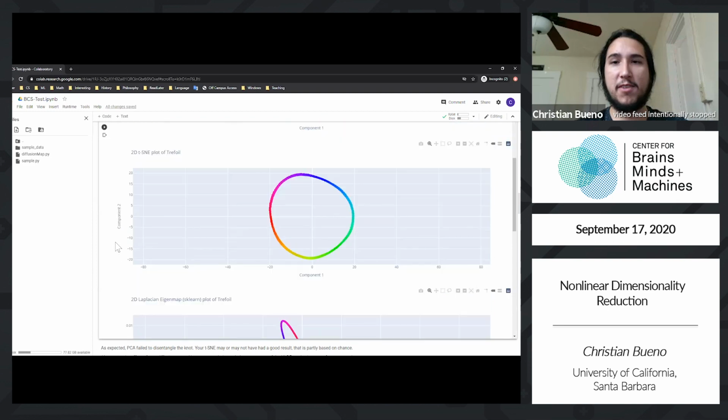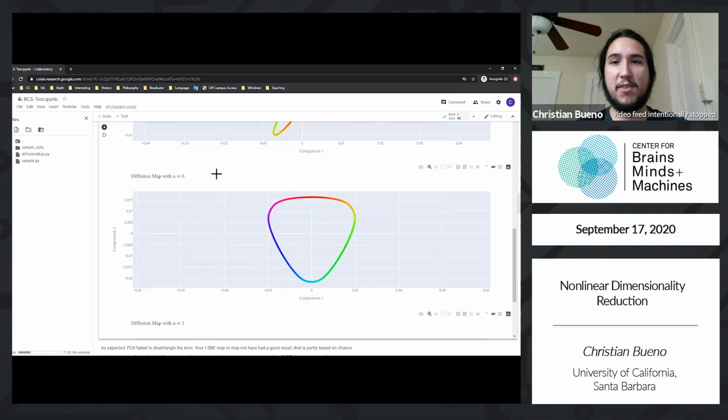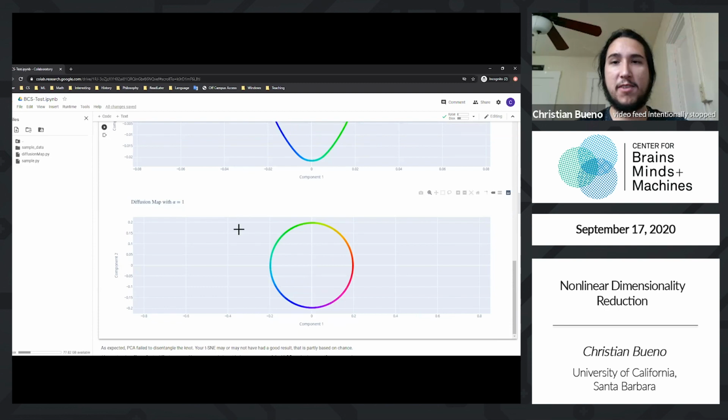t-SNE also gives us a pretty round looking circle, so that's nice. Laplacian eigenmaps, the sklearn implementation with the default parameters gives us this kind of sharp looking trefoil knot. And then diffusion maps with alpha equals 0 gives us this nice little threefold symmetry one, and diffusion maps with alpha equals 1 gives us a perfect circle.